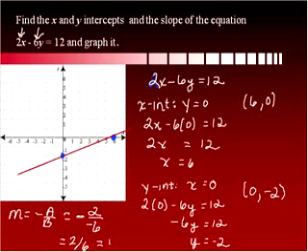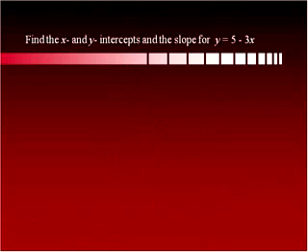And that reduces to 1/3. So our slope for this graph is 1/3. And if you're not sure what slope means, we're going to talk about that shortly. Moving on, let's find the x and y intercepts and the slope for this equation.